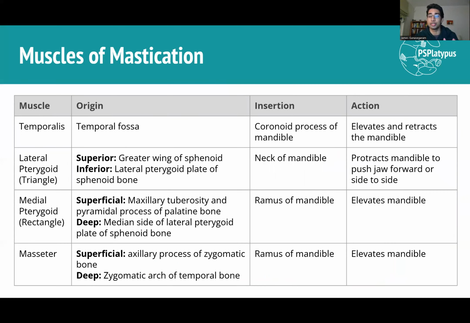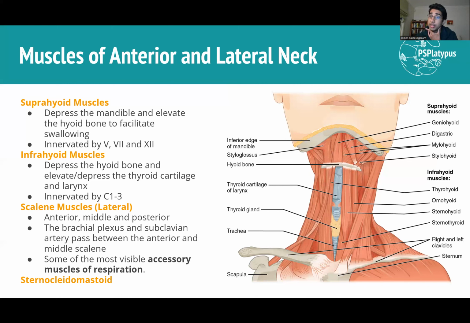So we have one part that comes from the anterior region, attaches near the chin. The other part attaches much further back. But the point is, all of these suprahyoid muscles, they elevate the hyoid bone, and that makes it easier for you to swallow. Your infrahyoid muscles, they depress the hyoid bone, and also some of them help you move all of those cartilaginous structures a bit up and down.